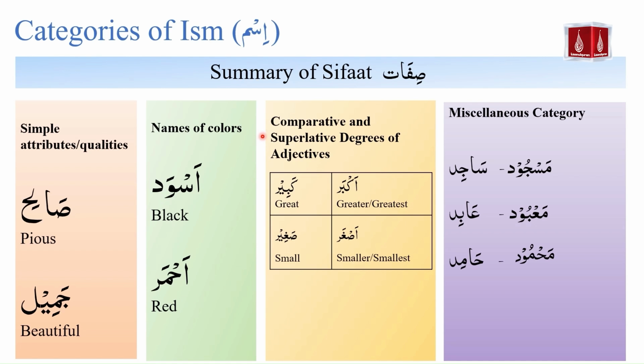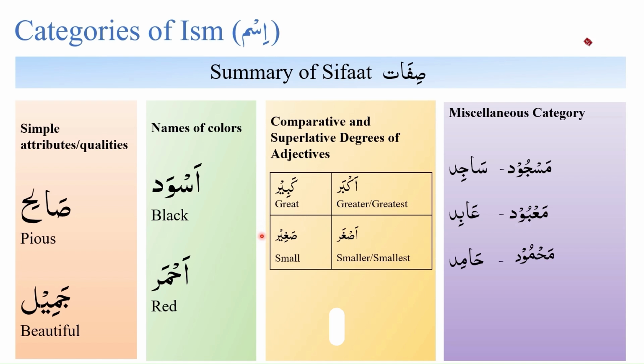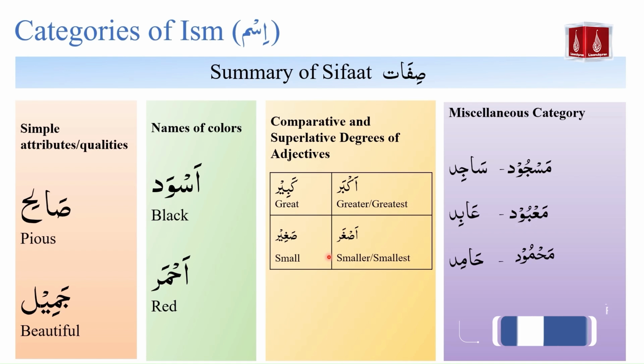Sifat will also include the comparative and superlative degrees of adjectives. For example, we have an adjective that is kabir, meaning great. And the comparative and superlative degree of kabir is akbar, which means greater or greatest. Similarly, we have the word saghir, which means small, and the comparative and superlative degree of saghir is asghar, which means smaller or smallest.